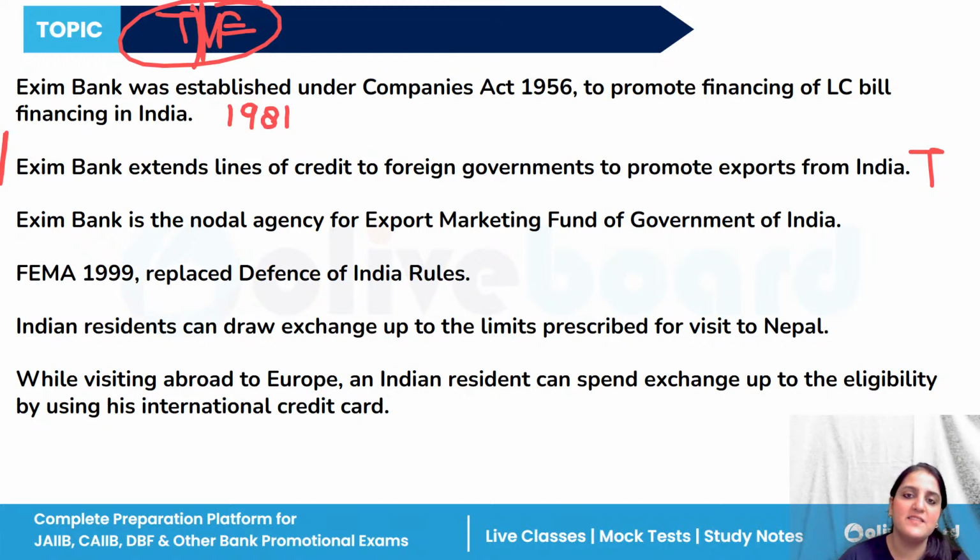Now, Exim Bank is the nodal agency for Export Marketing Fund of Government of India. Is this correct or incorrect? Yeah, true. Exim Bank acts as the nodal agency for the Export Marketing Fund, which supports the marketing of Indian products and services abroad.